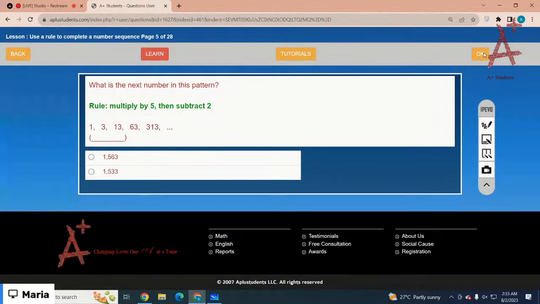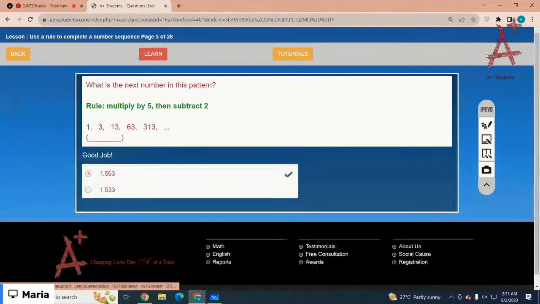Let's just multiply 313 by 5. 313 times 5 is 1565. So you have to subtract 2, that would be 1563. Option number 1 is the correct option. Okay, very good.